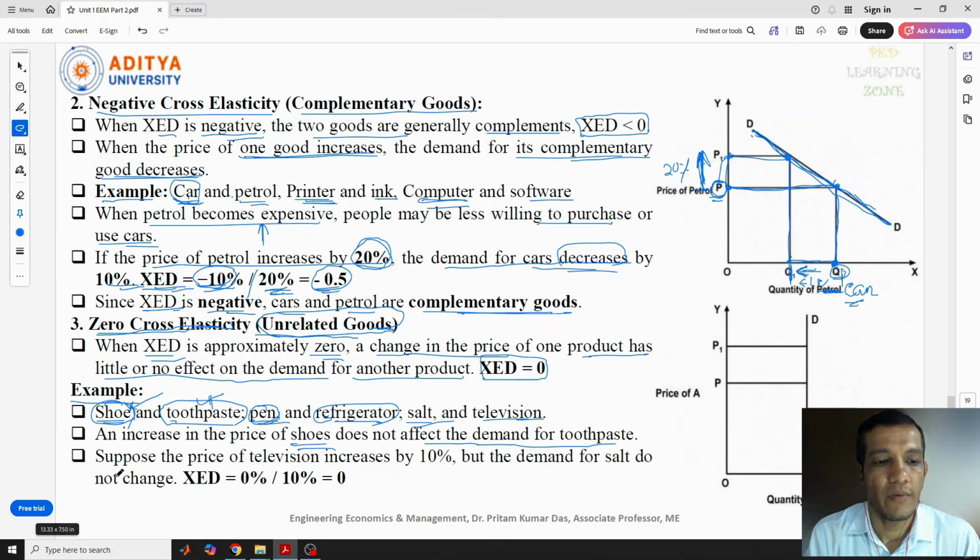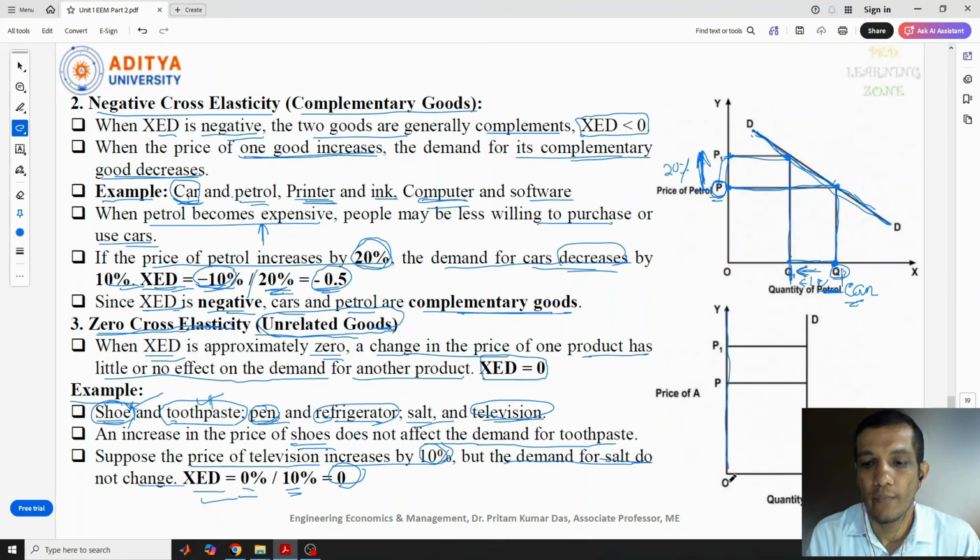We can take an example for this. Let the price of television increase by 10%. The demand for salt does not change, so there is 0% change in demand, and there is an increment in price of 10%. So we'll get 0. So XCD will be 0.